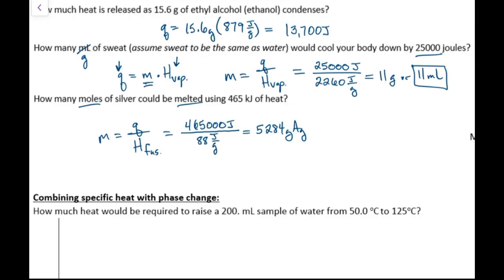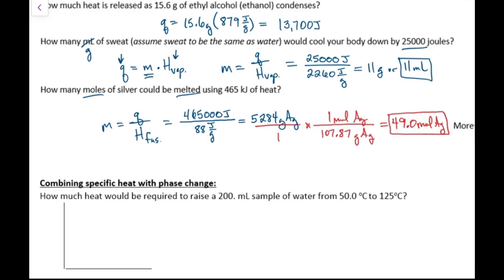Okay, and hopefully you notice that it was kilojoules. 465 kilojoules would make it 465,000 joules. And so it gives you a pretty big number of grams of silver, 5,284. So then go ahead and convert that to moles using the periodic table. Okay, so at this point, you should have your moles calculated using the periodic table. So just dividing by the molar mass of silver, which is 107.87, and I get 49.0 moles of silver.